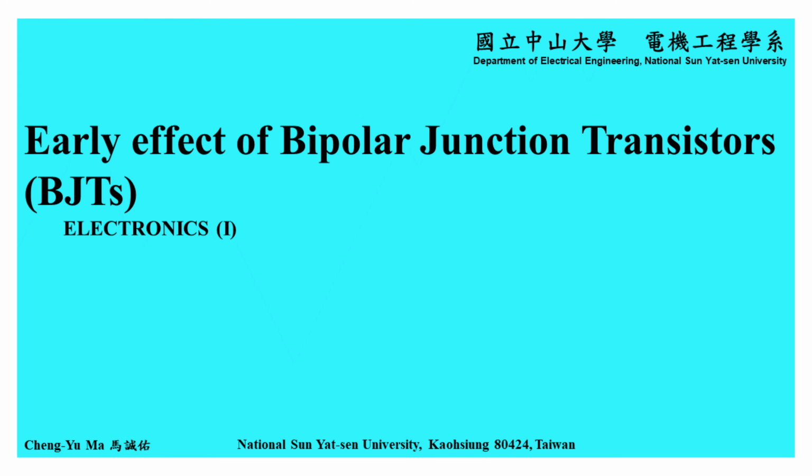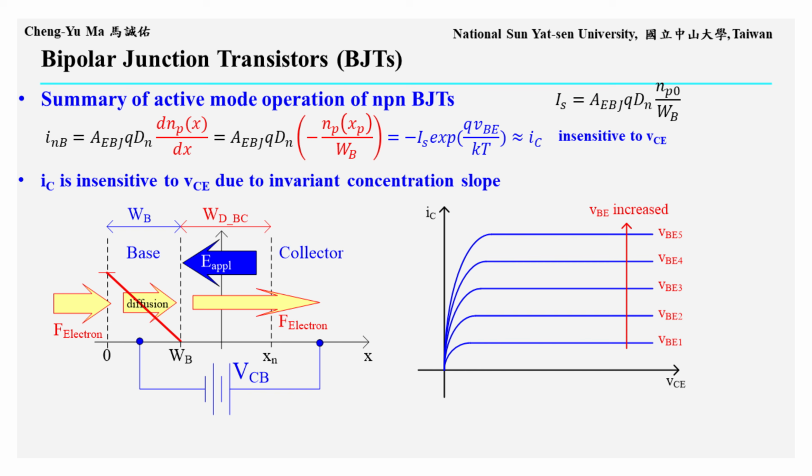Hello, everyone. In this section, we will introduce the early effect of bipolar junction transistors, or BJT devices. From the previous section, we know that the collector current, IC, comes from carriers injected from the emitter into the base. These carriers then diffuse across the base region and are collected by the collector, forming the collector current. Therefore, IC is proportional to the carrier concentration gradient in the base region, and it has an exponential relationship with the forward bias of the BE junction.